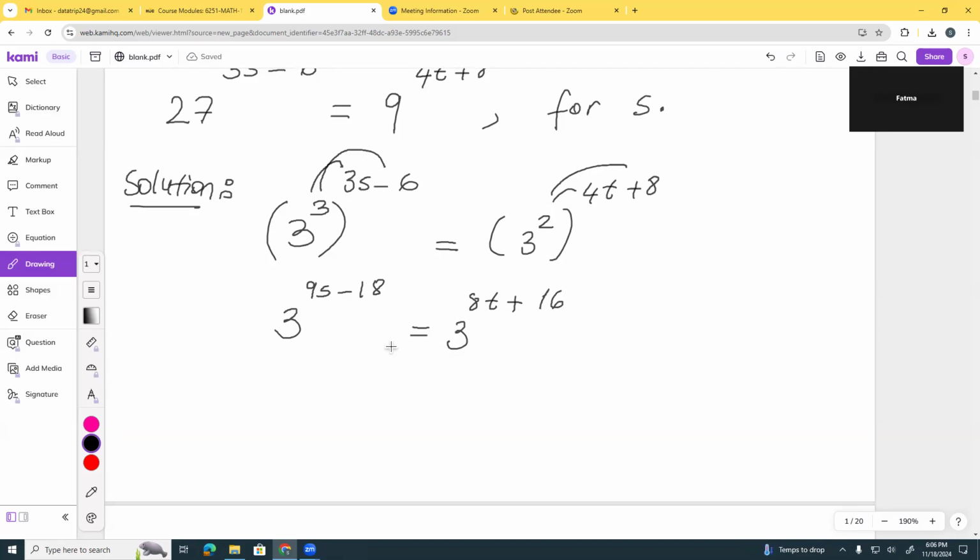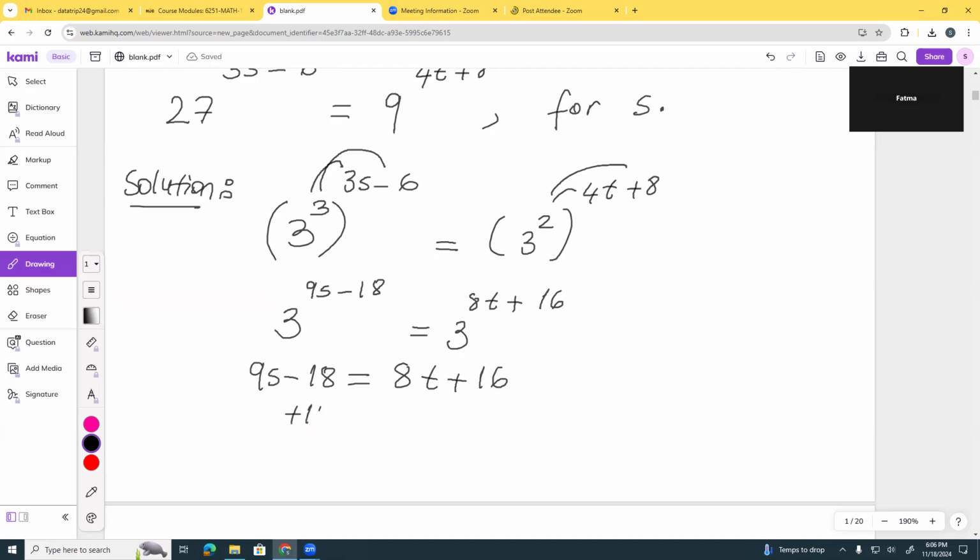The equation is a lot better than what we had originally. They both have a 3 as a base number. They're equal to each other. All we have to do is now set the powers equal to each other. What is the power on the first side? 9s minus 18. And what is the power on the other side? And what are we solving for? S. So we're just going to leave the S alone.